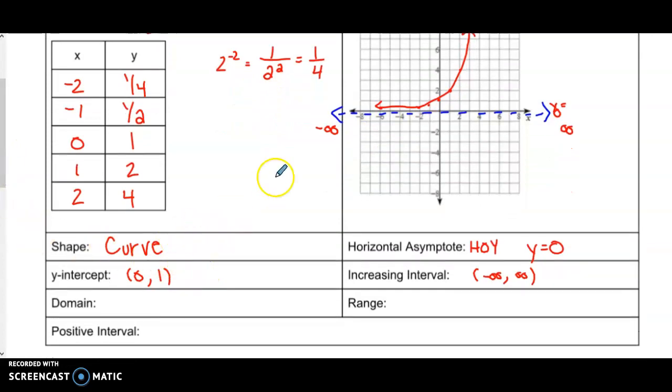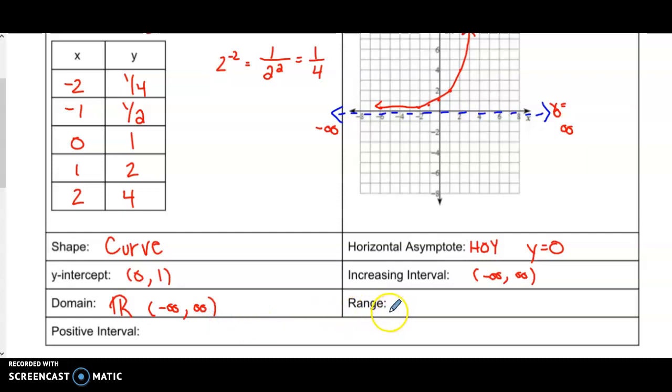All right, domain. Remember, we want to look for arrows on the left and right, and I do. I have an arrow going to the left towards negative infinity, and I have an arrow on the right going towards positive infinity. So all real numbers, and then negative infinity to positive infinity.